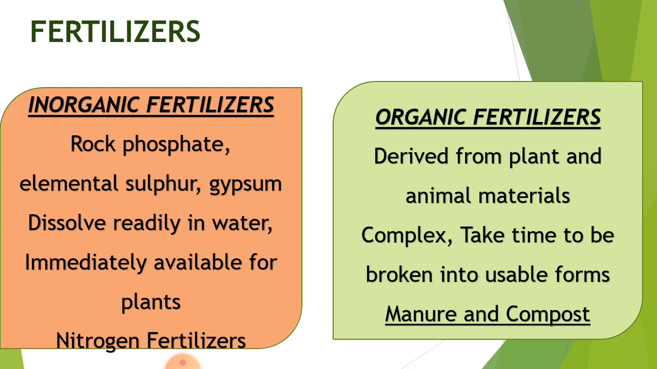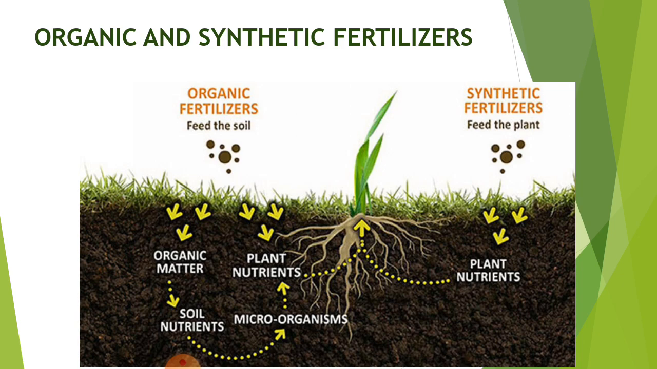Now, the second category is organic fertilizers. They are derived from plant and animal materials. They are more complex than inorganic fertilizers, and they take time to be broken down into forms which are usable by the plants. So they must be converted into usable forms. They are not immediately available for the plants. Manure and compost are used as organic fertilizers. They can also increase soil drainage, aeration, and the ability of the soil to hold nutrients. So it increases the plant's growth.